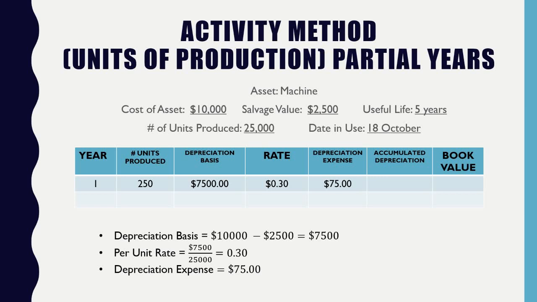So by year 5, let's say I'm only at 21,000 units, I can still keep going because it doesn't matter how long I have the asset for. It matters how many units I can produce. Hence, that's exactly why it's called activity-based depreciation, because we don't care about how long you have the asset for. We care about how much it can produce.